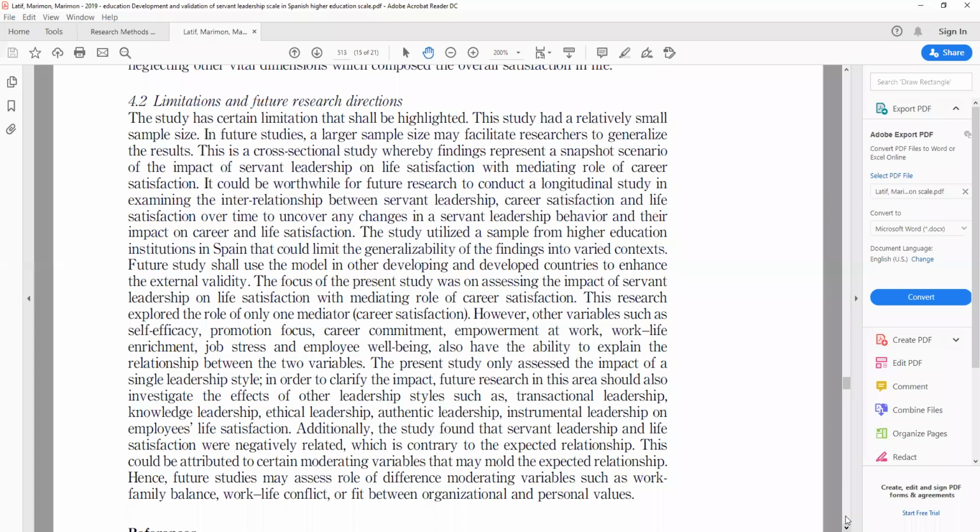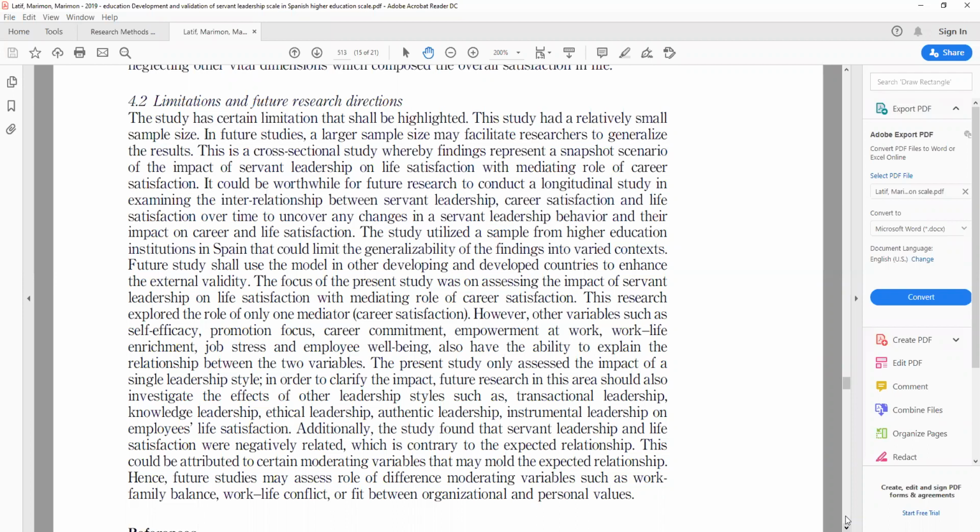Now, let's go through this paragraph. The study has certain limitations that shall be highlighted. The first limitation is the study had a relatively small sample size. Now, if you use the same model and build onto this sample size, obviously this is a very small contribution to existing research. You are not solving a big problem. So you need to add to this. In future studies, they are recommending a larger sample size.